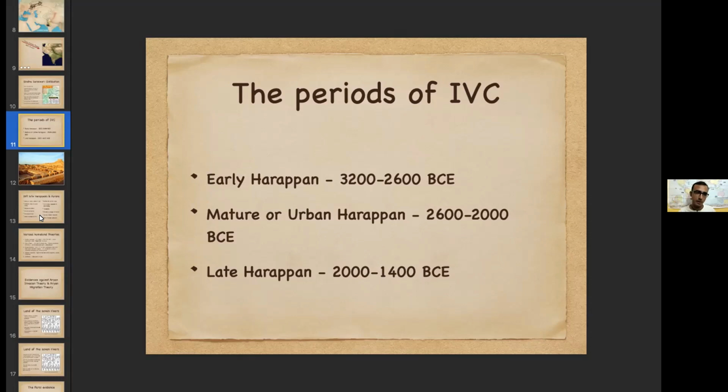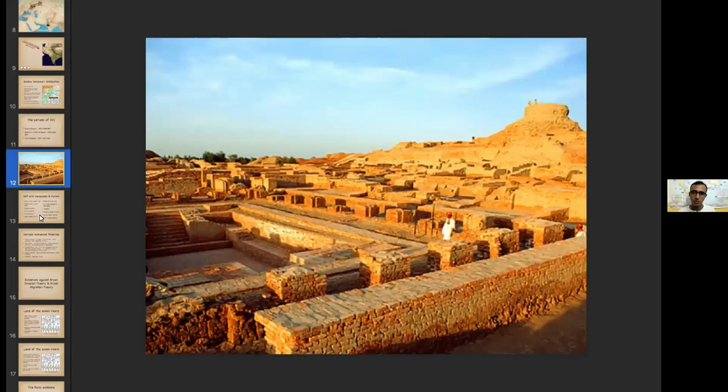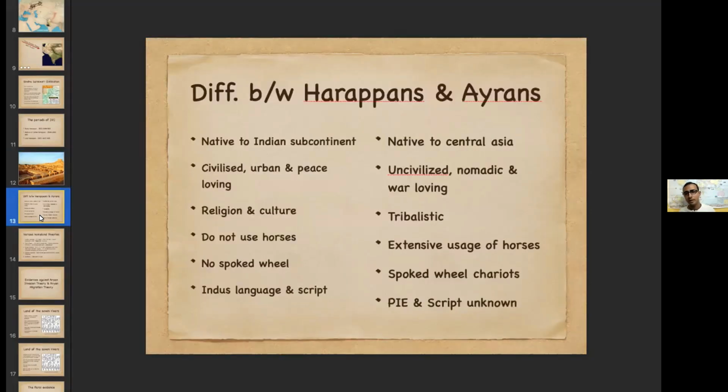So this I explained in the previous session as well. So a photo here of the Indus Valley civilization. Basically, they said the Harappans are native to the Indian subcontinent, whereas Aryans are native to Central Asia. Harappans are civilized. They live an urban life. They are peace loving, whereas the Aryans are uncivilized, nomadic, and war loving. Harappans, they say, are religious and have a culture, whereas the Aryans have a tribal culture.